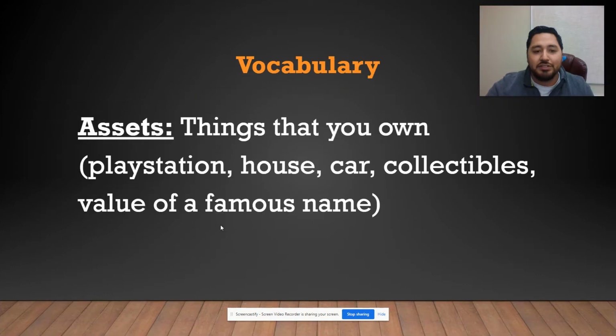And so let's look at this. Our vocabulary for today, one is called assets. Assets are things that you own, or things that you own for yourself. Like your PlayStation, your house, your car, your collectibles, the value of a famous name. Those are things that you own that have value. Those are things that you could probably sell, either to continuously make money on, or to sell to make money one time. These are things that you own.